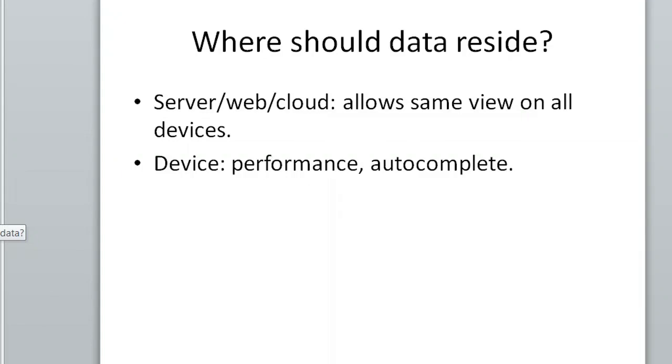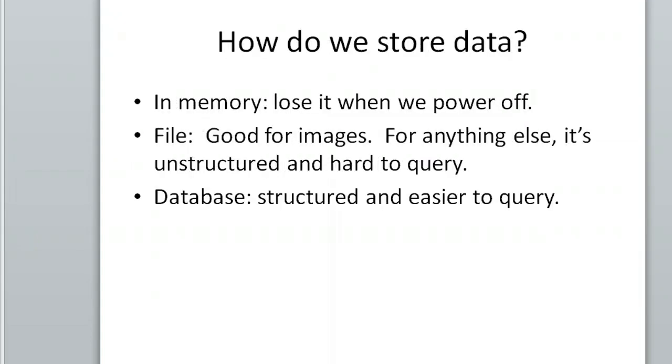So if we want to have a local copy of the data, how do we want to store the data? So far we've just been storing data in memory, which means as soon as we close the application or power off the phone, we're going to lose it. Another option, which is definitely available to us, is saving data to a file on the SD card or some kind of persistent storage on the device. And that's good for large pieces of data like images, pictures, things like that.